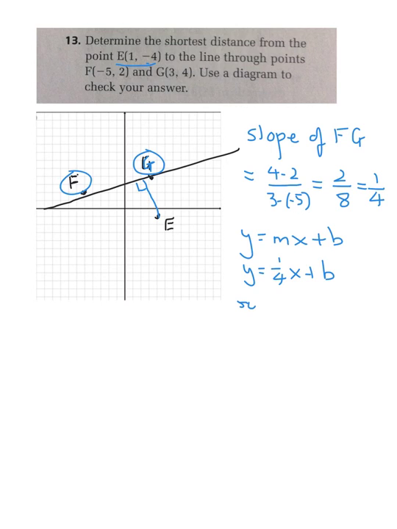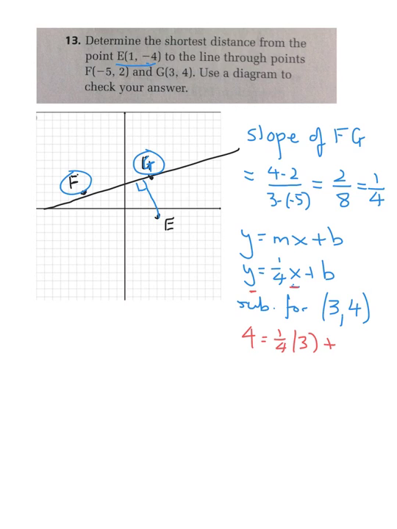So sub in G, which is 3, 4. That tells me that x is 3. X is going to go in there at 3. Let's put it in red so you can see. And y is going to go in there. So we get 4 for the y equals 1/4 of 3 plus b.